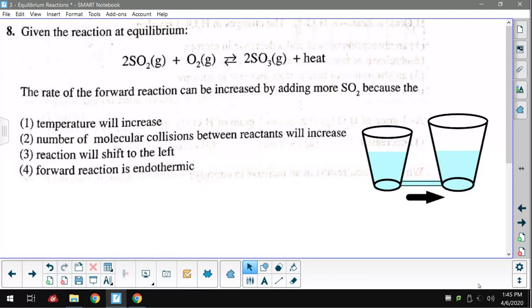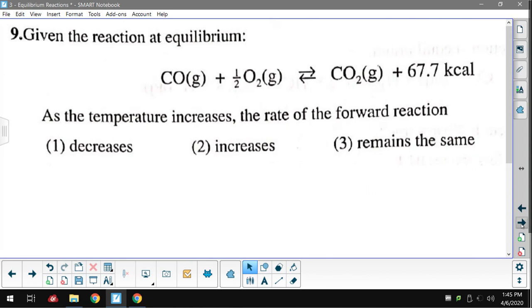You're just going to have more SO2s running into O2s, and it's going to make SO3s. So that's just why. It has nothing to do with endothermic. The reaction is not endothermic, it's exothermic. All of that is true. So number 2 is the only answer.